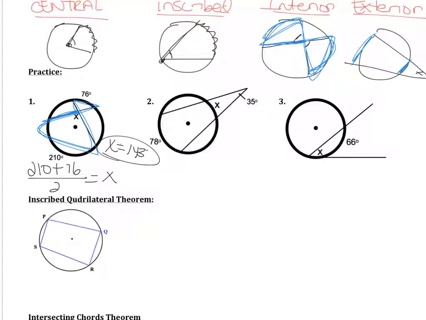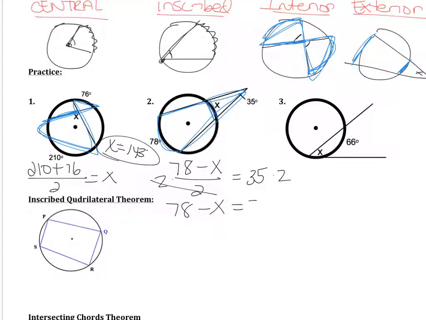Look at the next one. What kind of angle is it? Well, that's an exterior angle. So if I highlight my piece of pie, look at the crust that it touches. I do my big crust minus my little crust all over 2 equals 35. So I solve for X. Multiply by 2 on both sides. I get 78 minus X equals 70. So I'm going to add X to the other side to make it positive, and I'm going to subtract 70, and I get X equals 8 degrees.